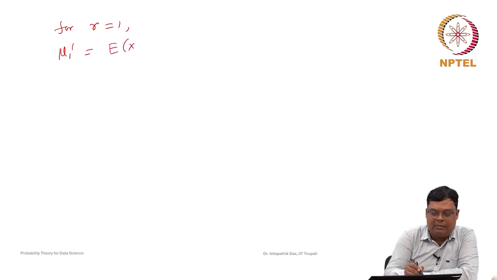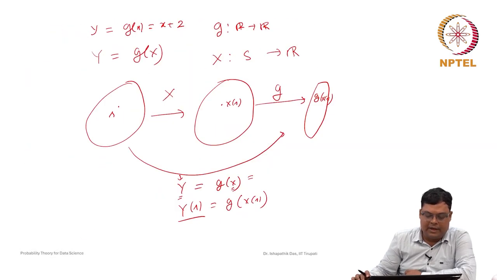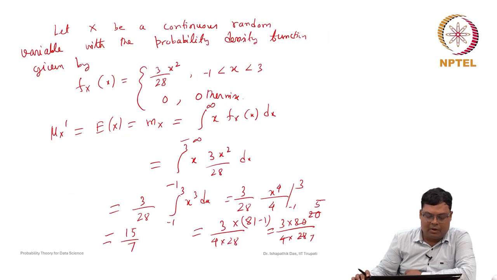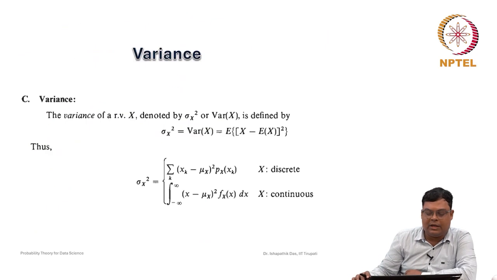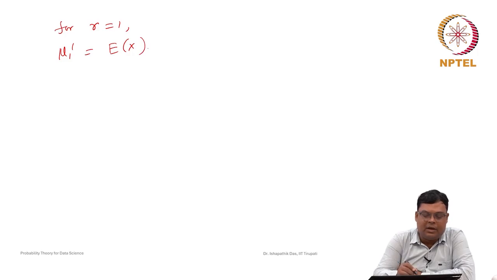And if you take mu 1 dash, so what is mu 1 dash, let us find out. For r is equal to 1, you will find mu 1 dash. This is nothing but the expected value of X. We told that earlier, why we denoted mu 1 dash, because it is a raw moment and first order moment only. Because it is random variable X, the expected value of a random variable X, mu x dash also we can write. So, this is nothing but the mean m_X. This is by definition.